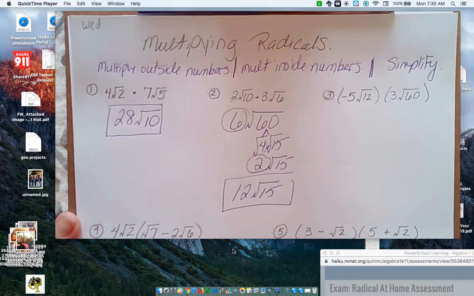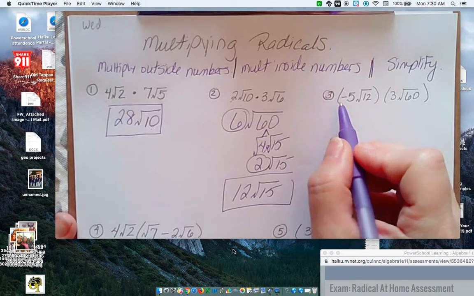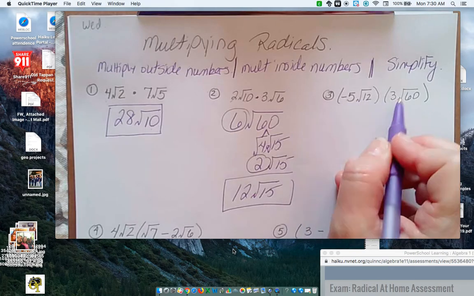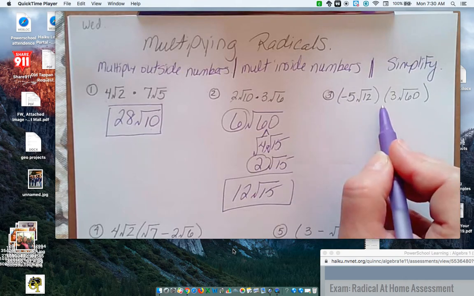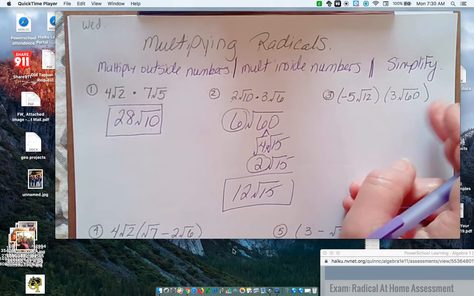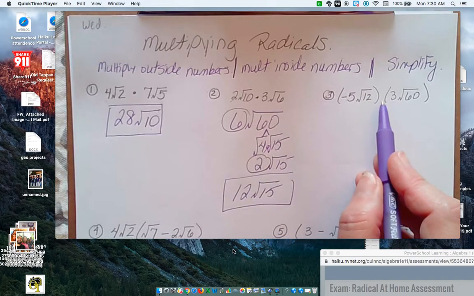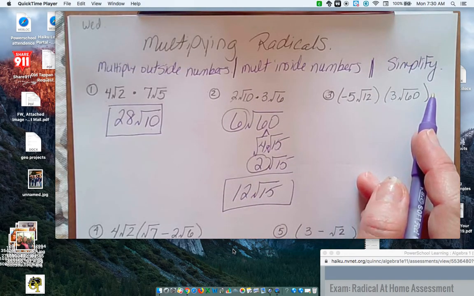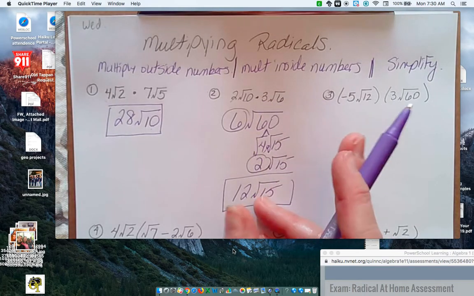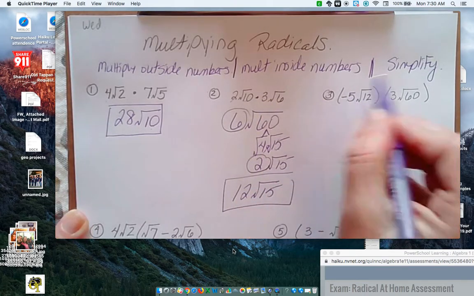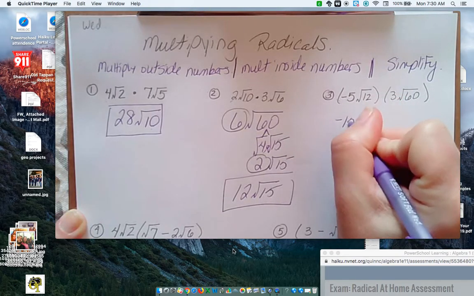Number 3. So for this one over here, multiply the outside numbers. I threw a negative in. Don't get confused. Yes, you can do a negative times a positive. The other thing that I did here that's different was I used parentheses. Parentheses imply multiplication. You can use the dot also. Parentheses has become more popular because a dot might look like a decimal, and sometimes our numbers have decimals. So we're going to multiply here. Negative times a positive, that's negative 15.